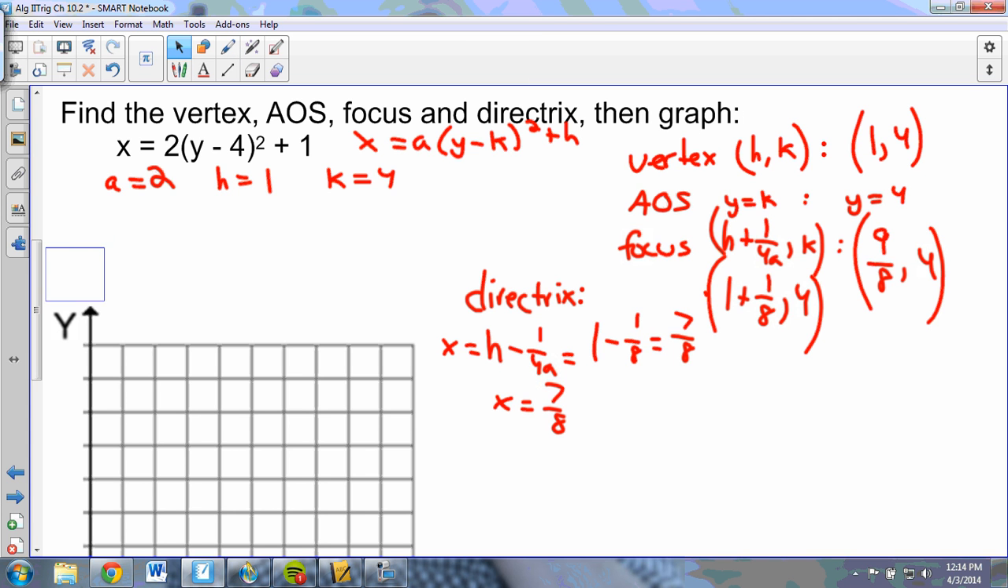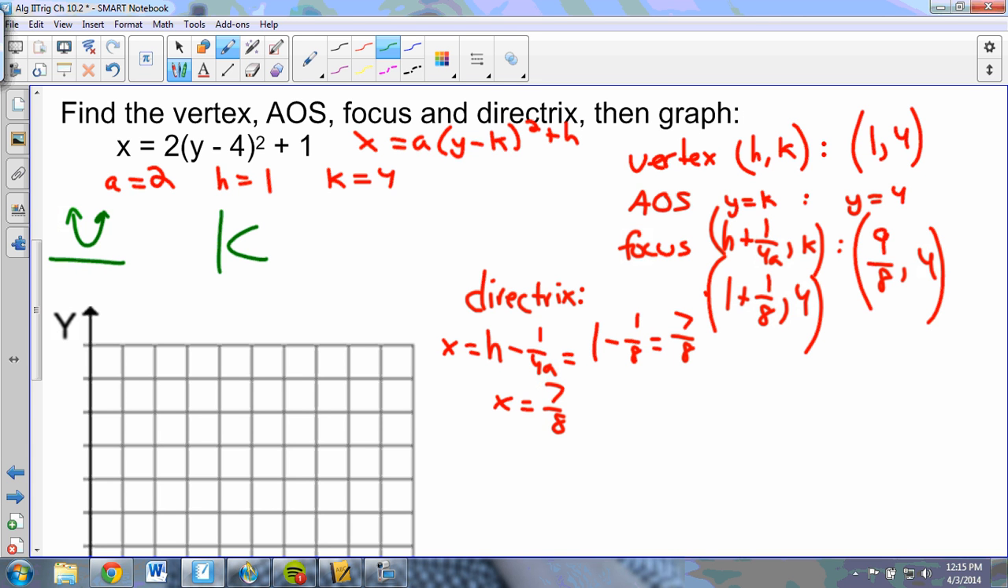So is the directrix always horizontal? No, it depends on whether the graph is going sideways or up and down. If it's sideways, then the directrix is horizontal. If it's up and down, it's vertical. If the graph is going like this, the directrix will be here. And if the graph is going like this, the directrix will be there. It's an x equals, and x equals lines go up and down.